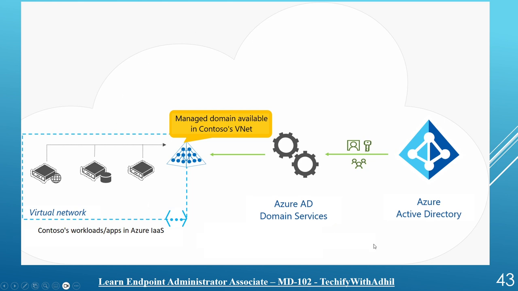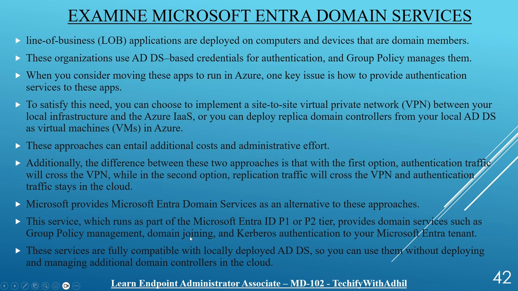So here you can see the pictorial representation of that. So you have this Azure AD, that's the Entra ID. Then here Azure AD Domain Services, ADDS. Then here you have your virtual network or apps in the IaaS virtual network. So managed domain available in Contoso VNets. So this is how the connection is managed.